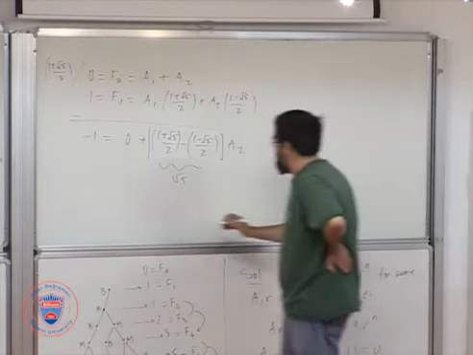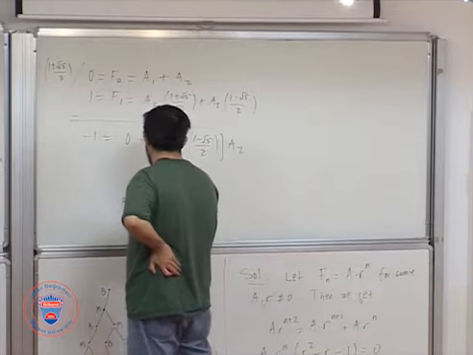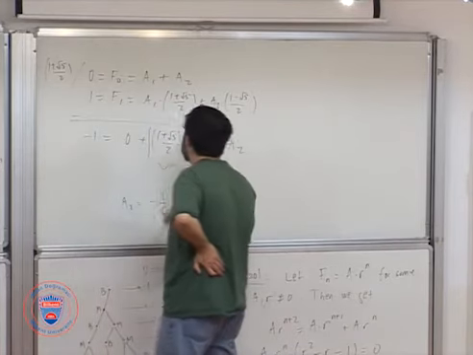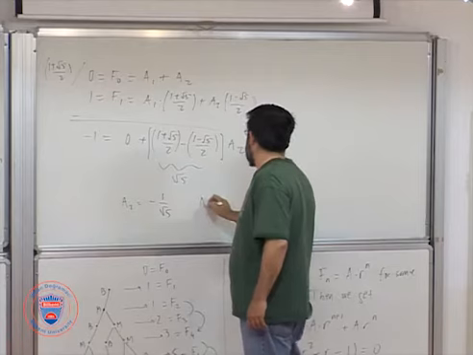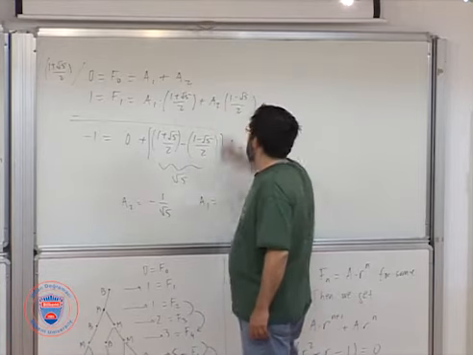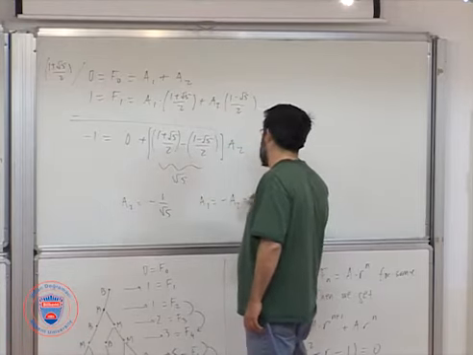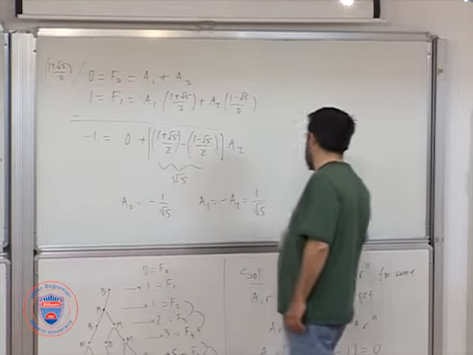So A2 becomes minus 1 over square root of 5. And then A1 is the minus of A2 from the first equation. So it's 1 over square root of 5.